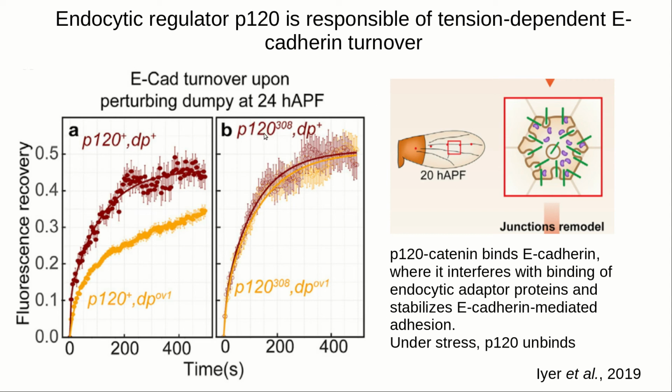P120, under circumstances in which there is no tension, is bound to the cell membrane, and it binds to ECAD and prevents its turnover. So it prevents ECAD from being endocytosed in these vesicles. So it decreases the turnover rate.